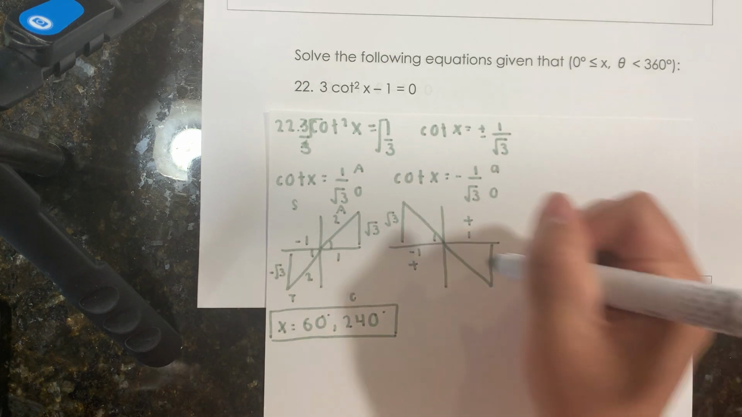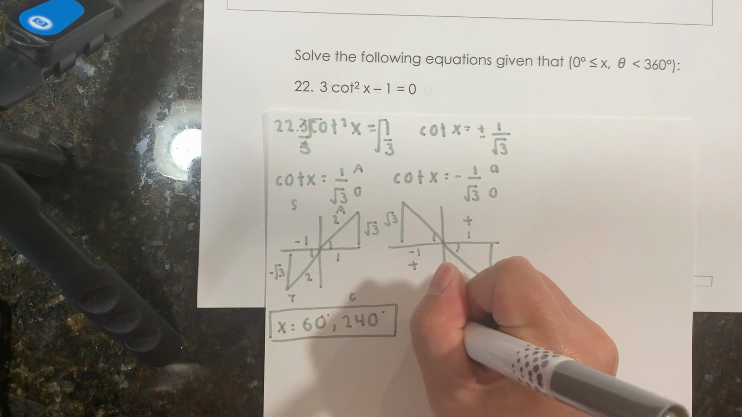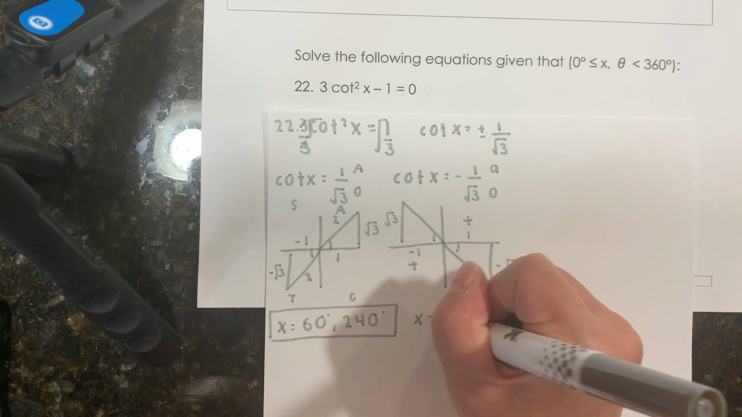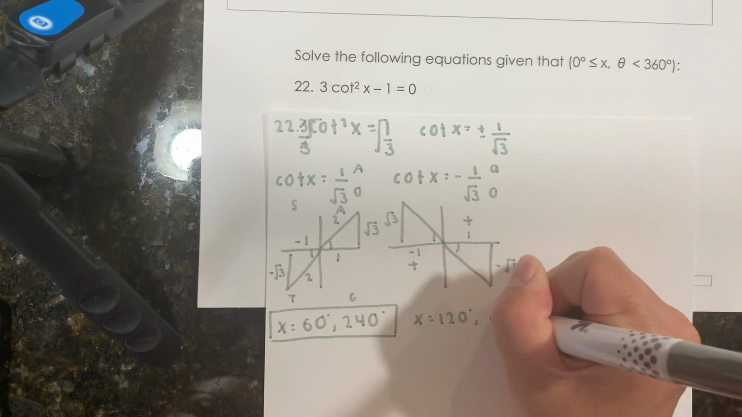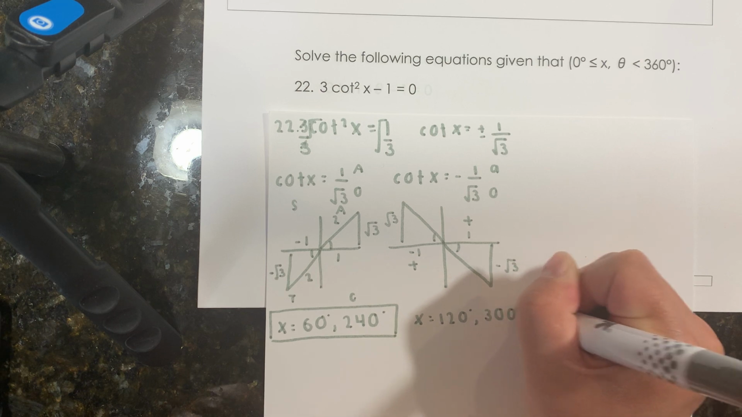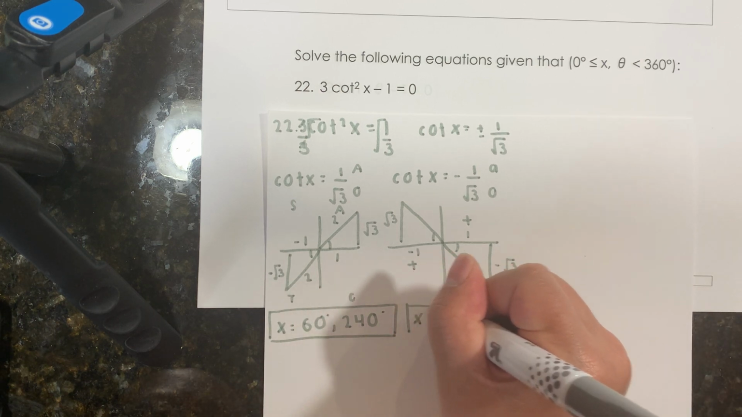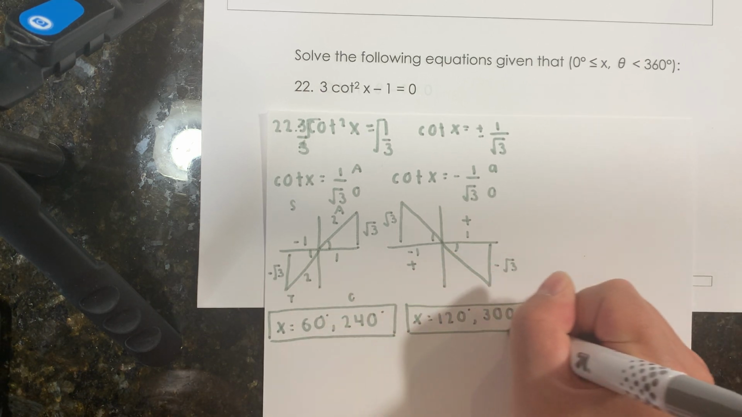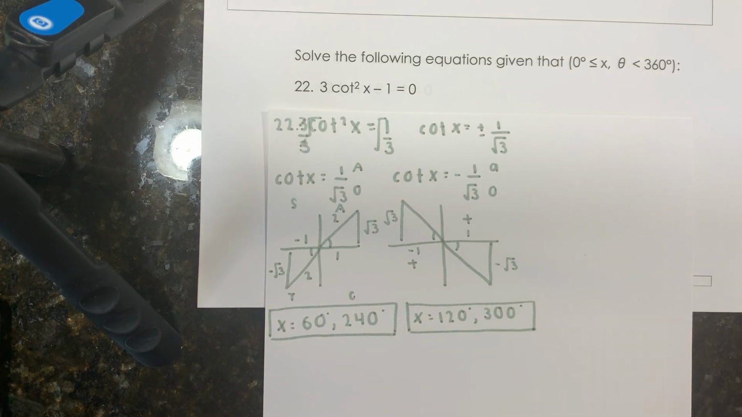Same angle, it's still going to be a 60-degree angle, but in quadrant 2, I'm going to subtract it from 180, giving me 120. And in quadrant 4, I'm going to subtract it from 360, giving me 300. So make sure you end up with 4 answers altogether on that problem.